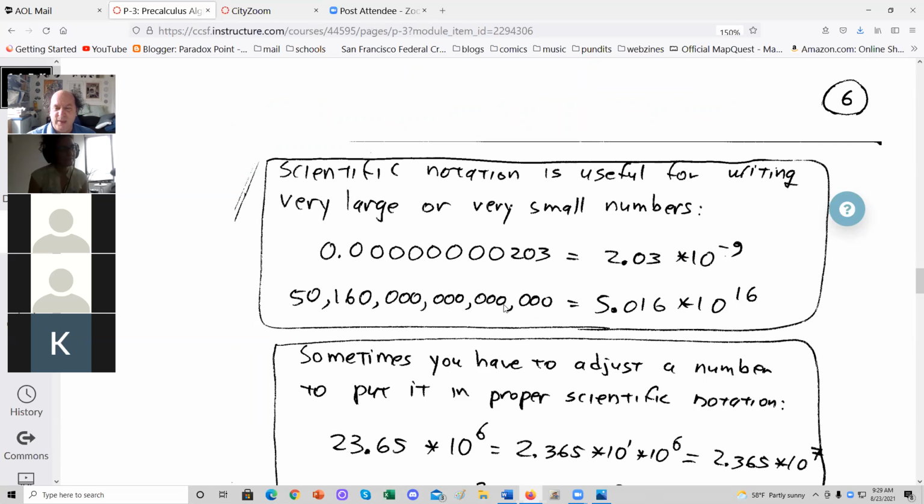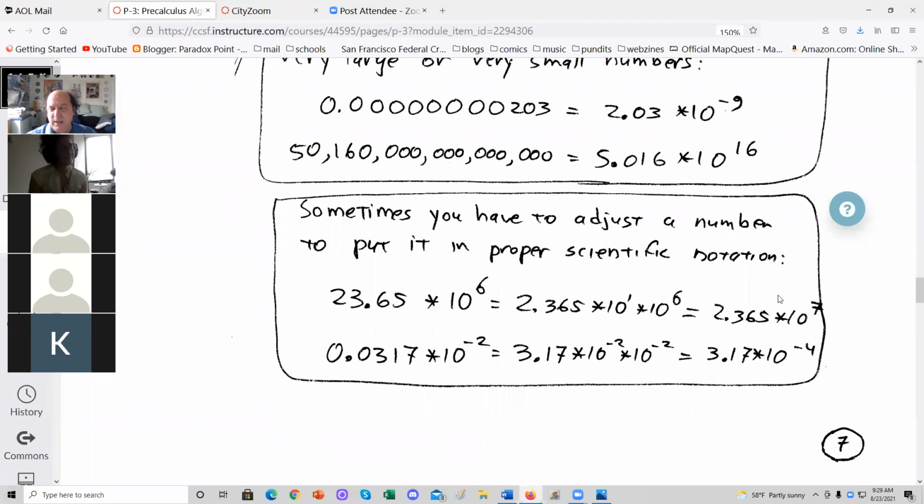Here you have this monster, 50160. Oh my goodness. Okay, before we move the decimal point just to the right of the leading digit, 5.016, like here. And how far do we have to move that decimal point? 3, 6, 9, 12, 15, 16. So this is 5.016 times 10 to the power 16.